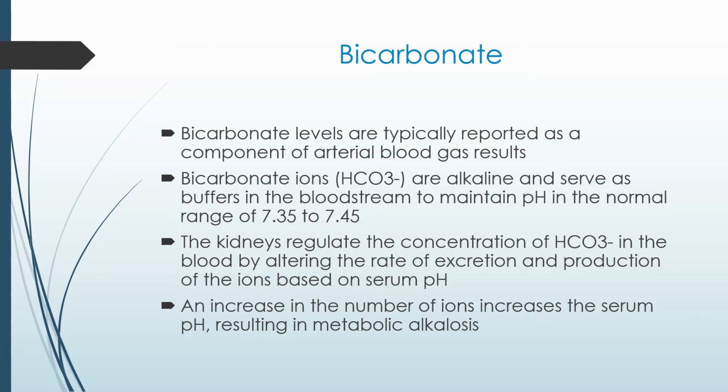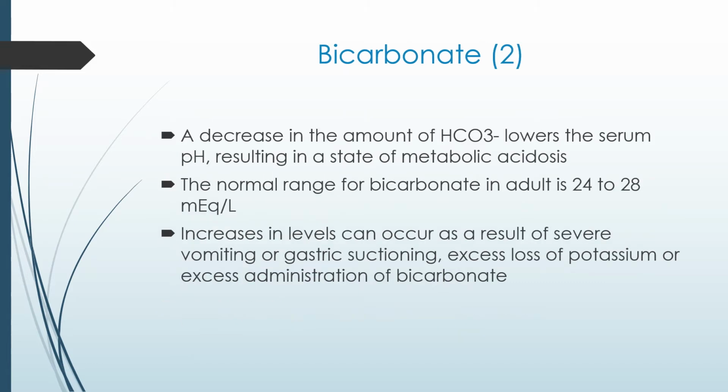So an increase in the number of ions increases the serum pH, resulting in metabolic alkalosis. And this makes sense, right? We remember this. A decrease in the amount of bicarbonate will lower the serum pH, resulting in a state of metabolic acidosis. The normal range for bicarbonate in adults is 24 to 28.